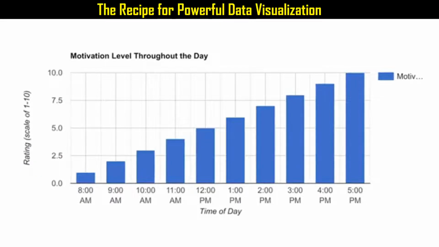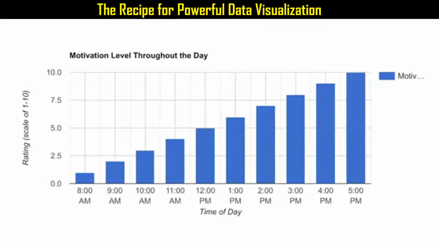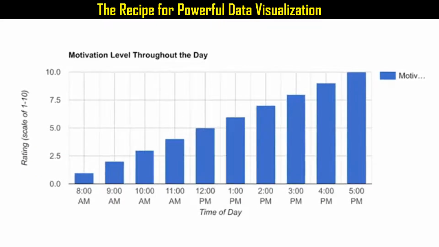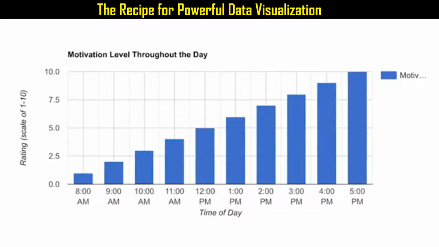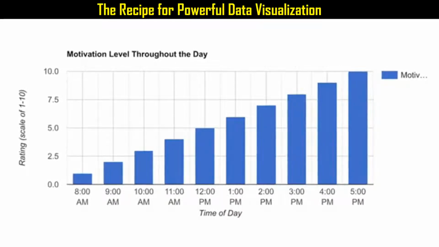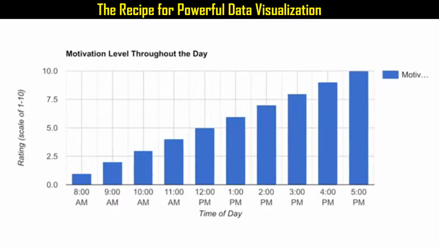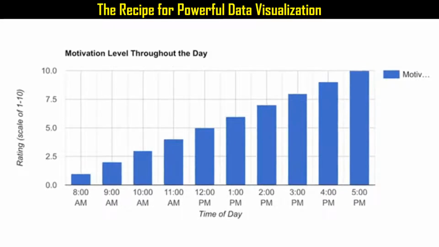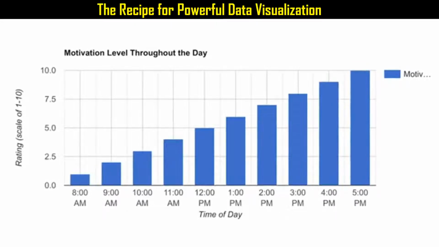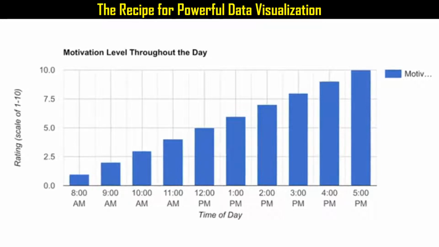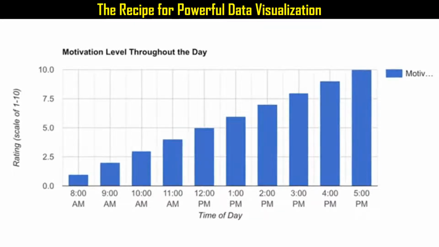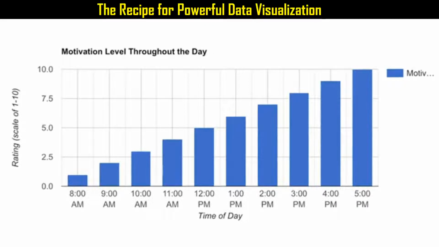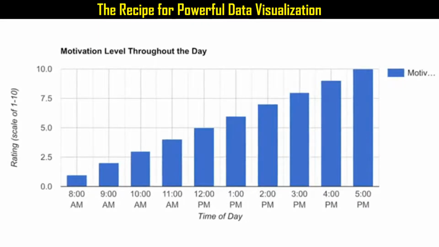In this example, the time of day is compared to someone's level of motivation throughout the whole work day. Bar graphs are a great way to clarify trends. Here, it's clear this person's motivation is low at the beginning of the day and gets higher and higher by the end of the workday. This type of visualization makes it very easy to identify patterns.